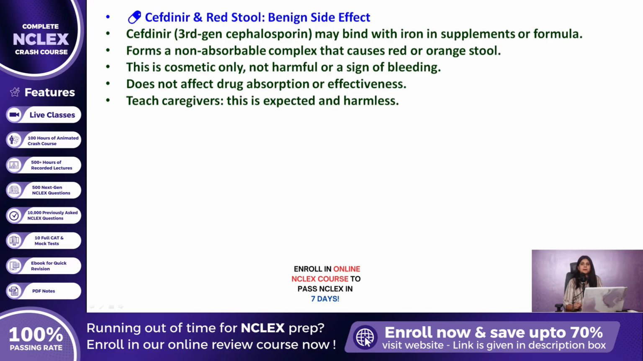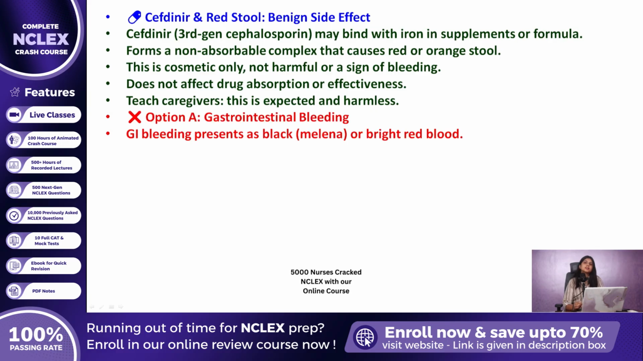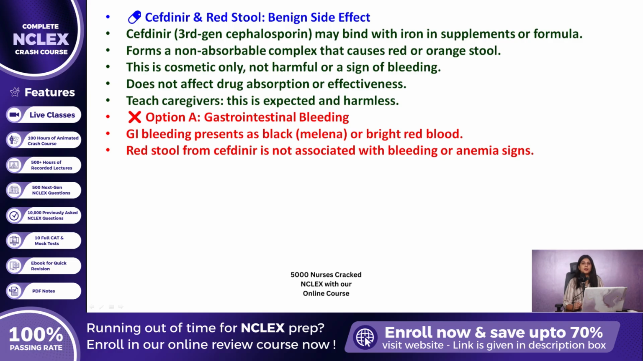Now, let us unpack Option A, which raises concern for gastrointestinal bleeding. While it is always important to evaluate symptoms like blood in the stool, true gastrointestinal bleeding presents very differently. Upper gastrointestinal bleeding typically results in black, tarry stools, known as melena, while lower gastrointestinal bleeding may produce bright red blood, often streaked on the surface of the stool. Neither of these presentations is described here. There is no mention of abdominal pain, hemodynamic instability, fatigue, or signs of anemia. Educating caregivers that not all red-colored stool is dangerous prevents undue panic and fosters better clinical judgment.